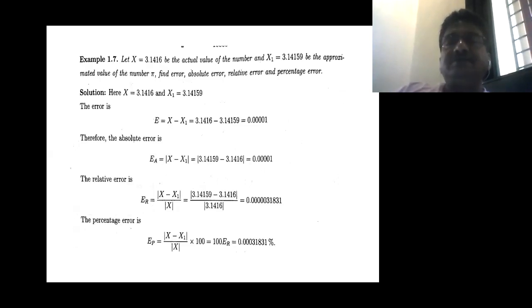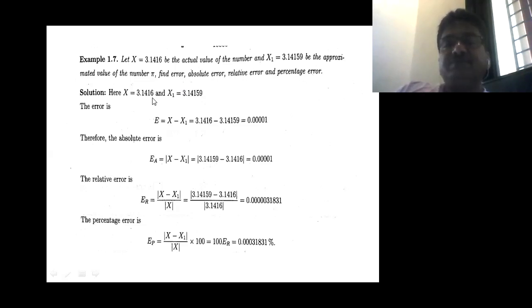Next example on the error, let 3.1416 be the actual value of number pi. Here is pi, and this is 3.14159, the approximate value of pi. And then the question is to find error, absolute error. Error and absolute error both are same. Absolute error is also called error. So a relative error and percentage error.